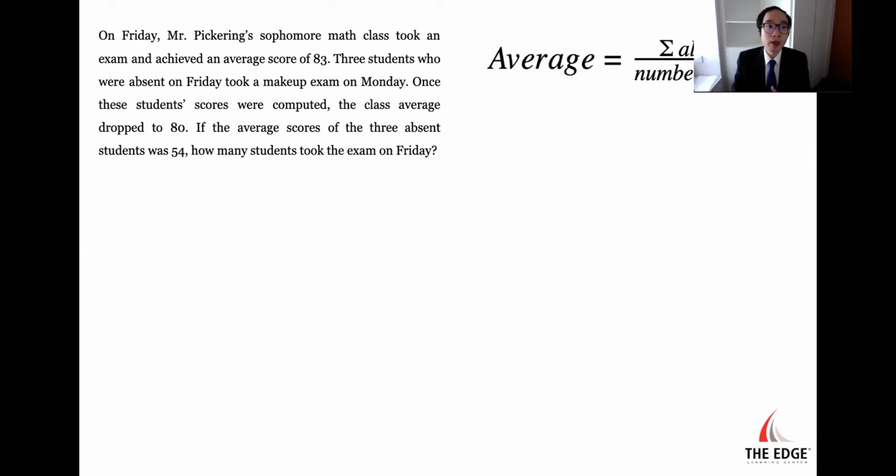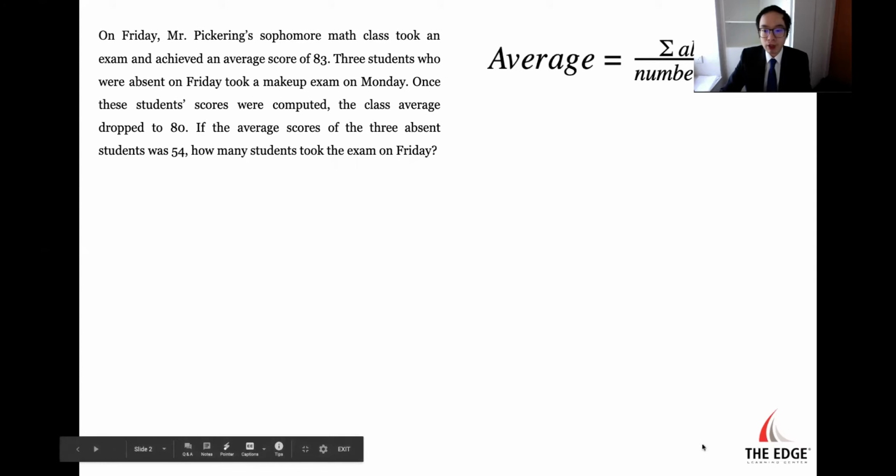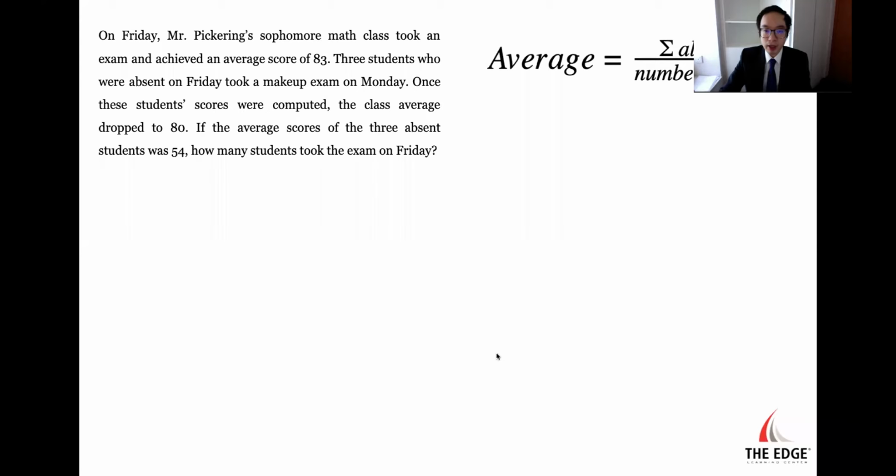So when we see things like "achieved an average score of 83" and "the average score of the three absent students was 54," we know that we'll most likely have to use the average formula, because this is most likely a question to do with average value. If we know that, we can start looking at the question and seeing if there's any useful information, anything that we can translate into an operation, formula or some kind of useful mathematical variable.